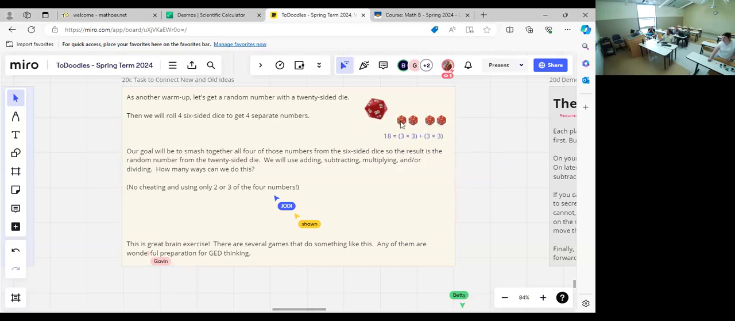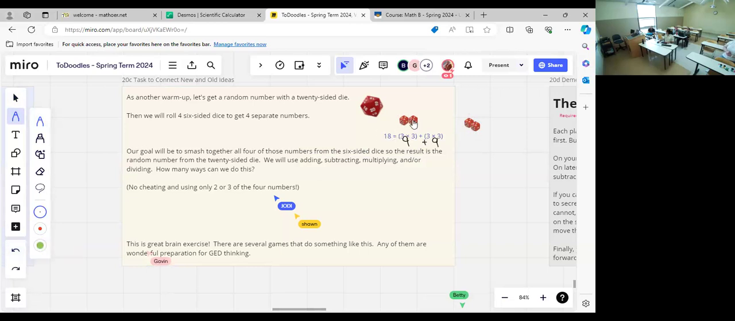So we'll roll 4 6-sided dice and get those numbers. Let's say we rolled an 18 for our target number, and we rolled 4 3s. How could we put 3s together to get to 18? We can do any kind of adding or subtracting or multiplying or dividing. One answer is if we do 3 times 3 with these 2 3s, that gets us to 9. And if we do 3 times 3 with those 2 3s, that also gets us to 9. Then if we add those together, we have a 9 plus a 9, and that gets us to the 18 that we want.